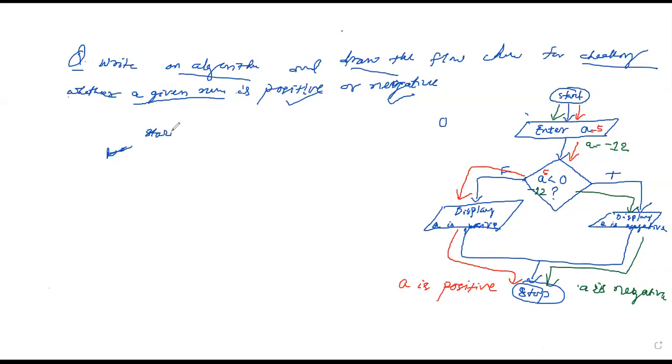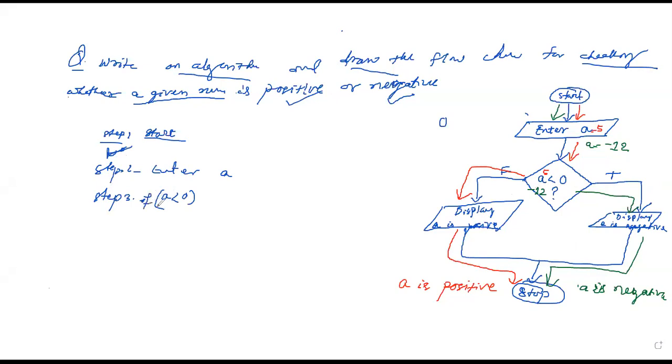No, sir. Then how can I write the algorithm? Start. This is step 1. Step 2: you have to take the number, enter A. Then step 3: you have to check whether A is less than 0 or not. If I write here A is greater than 0, then what will happen? If it is true, then it is positive. If it is false, then it is negative. Thus, this statement will be interchanged. So we have written here A is less than 0.